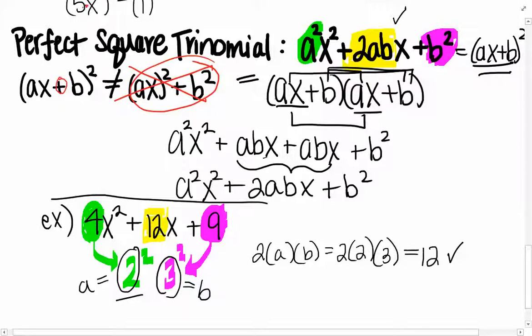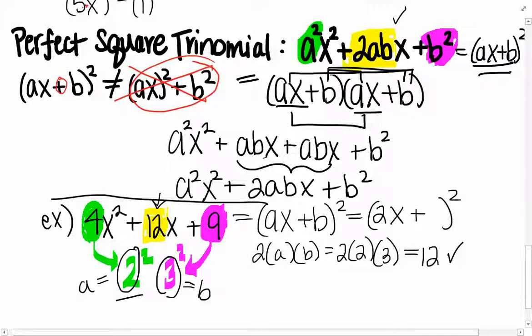You need to be careful to check that middle number, because if it was like an 11, the whole thing wouldn't work. It has to be a 12. So once you recognize that you have this form, then we can put it into the form ax plus b squared, which in our case, our a is 2, so that's a 2x, and our b is 3, plus 3. This is your answer.